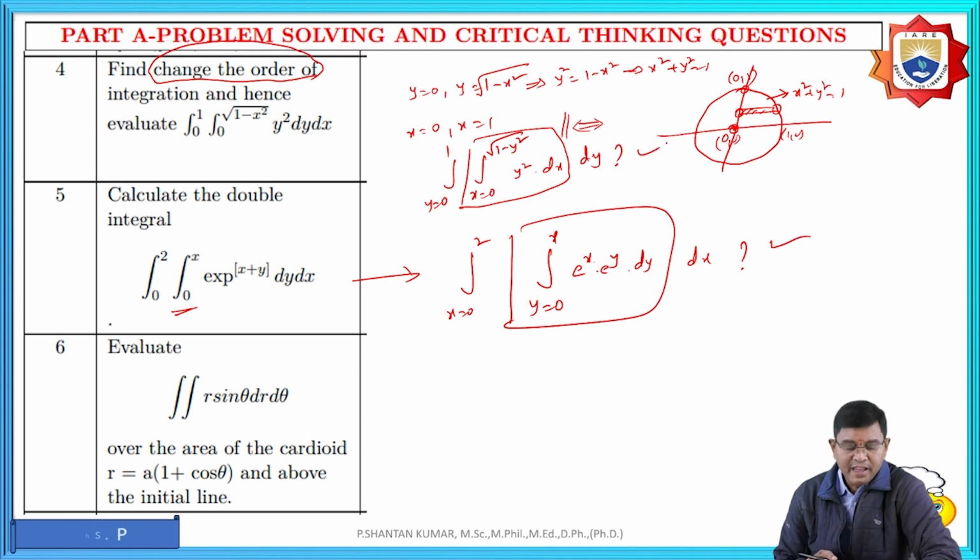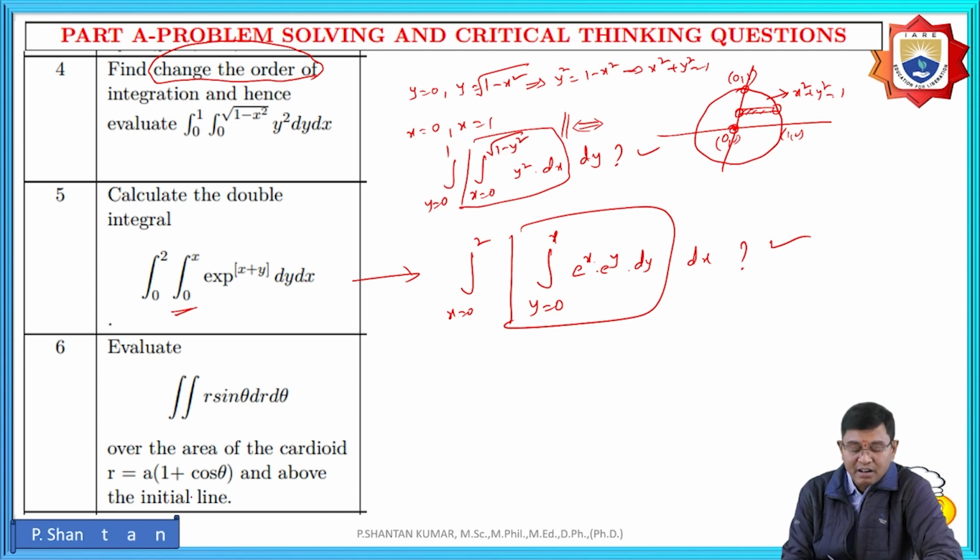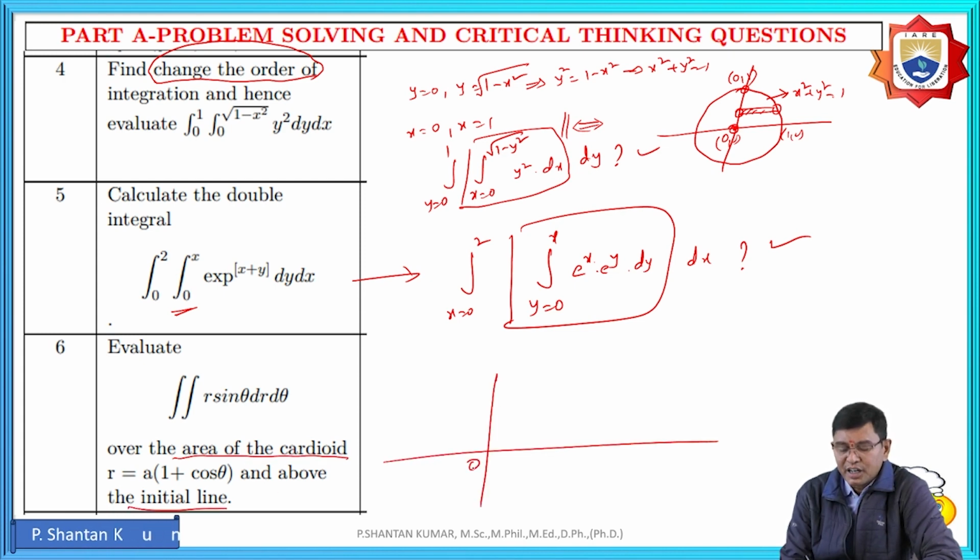Next, evaluate the double integration of r sine theta dr d theta. The problem is based on polar coordinates, over the area bounded by the curve and above the initial line. We need to draw the diagram accordingly, in terms of r comma theta.